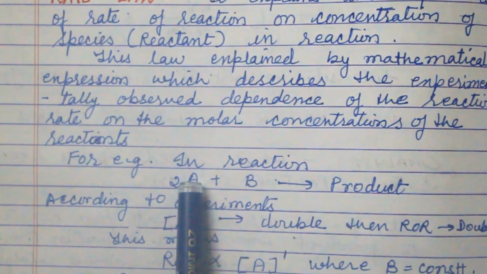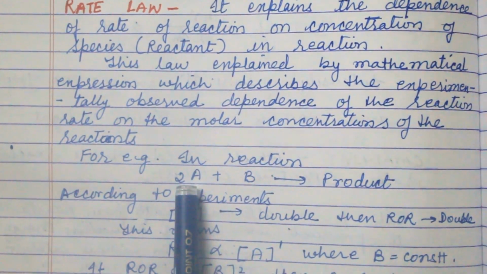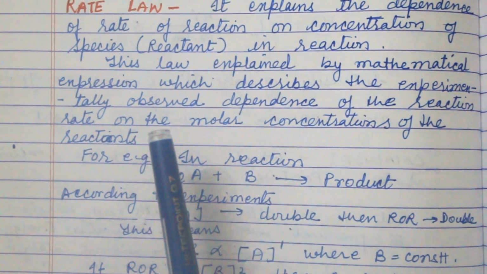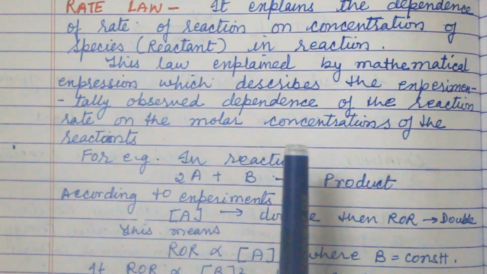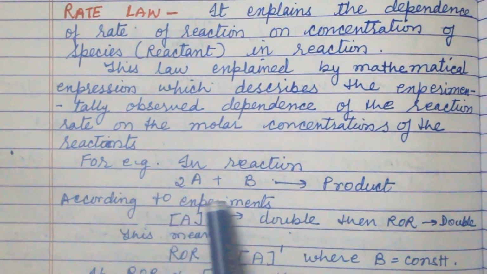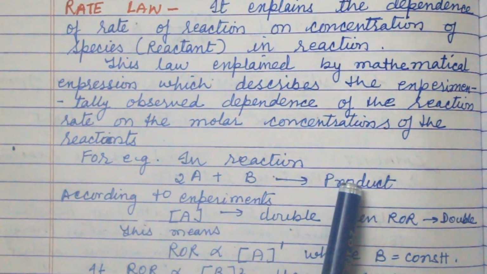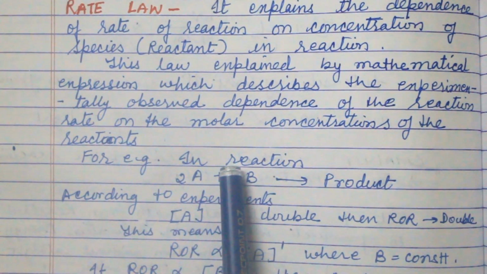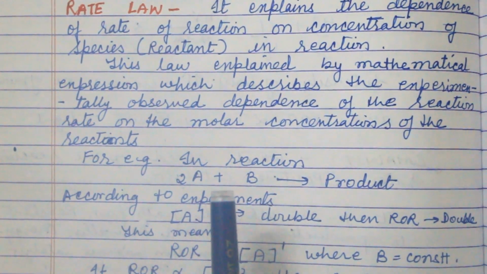If we consider the concentration of A, then B is constant, and if we consider the concentration of B, then A is constant. So this law gives the mathematical expression which describes the experimentally observed dependence of the reaction rate on the molar concentration of the reactant. How the concentration changes to product is found out by experiment only, not by any other assumption.